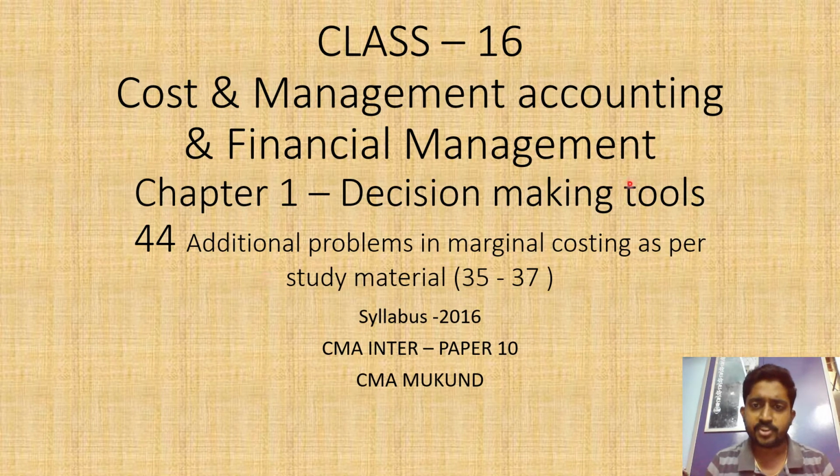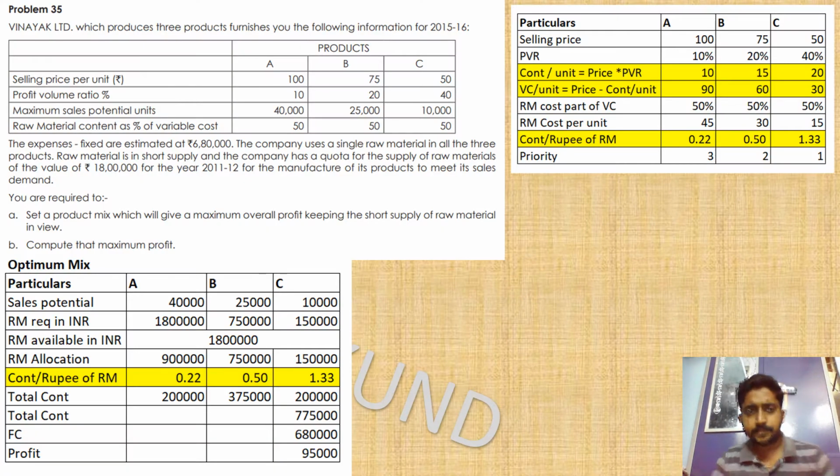We are in chapter 1, decision making tools, and we are solving all the additional problems, 44 problems. In today's class we are going to discuss the problems from 35 to 37. So let's go ahead with today's class.